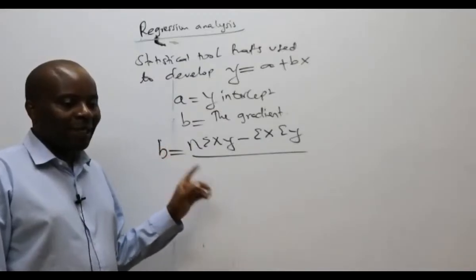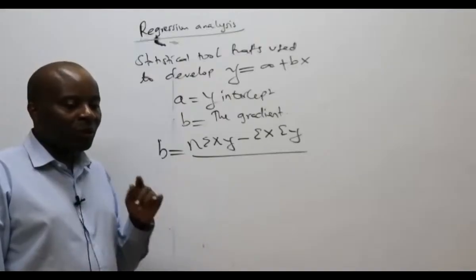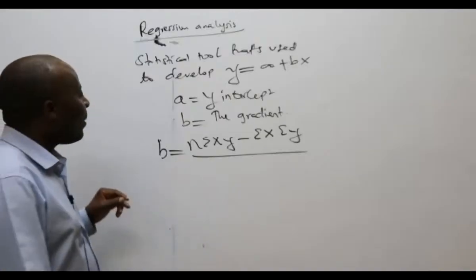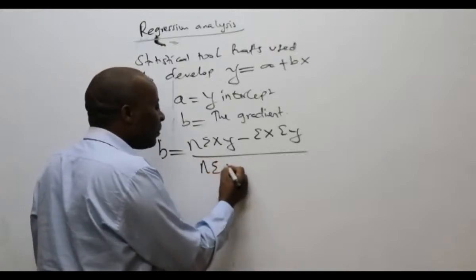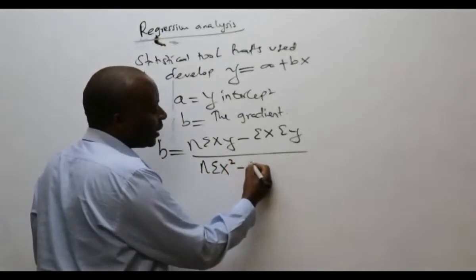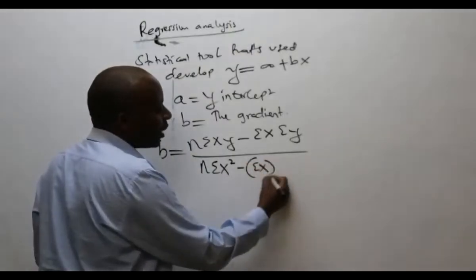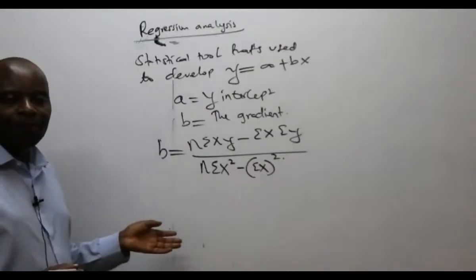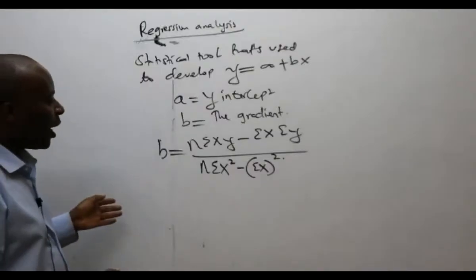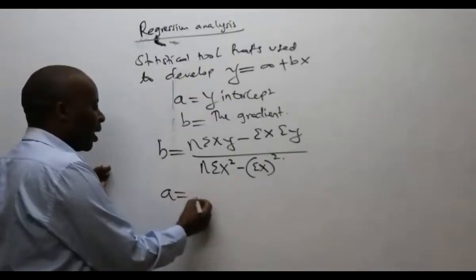How about, in this case here, the denominator? You can see what Bwana Amaya is saying. Amaya says that to get the denominator here, we shall be taking n summations of x squared minus, in brackets, summation of x, whole squared. So this is very important for us.